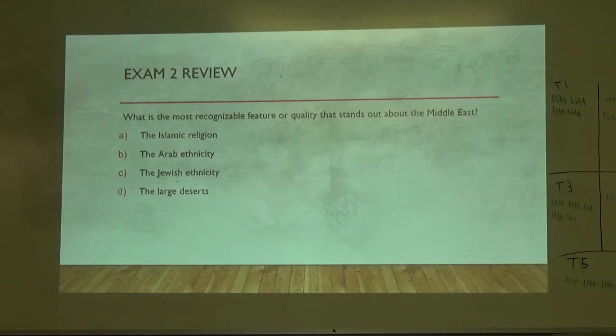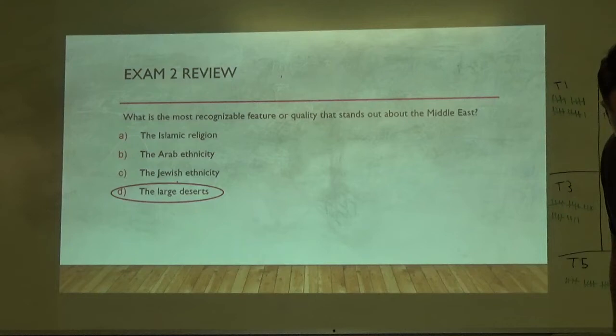Alright, what is the most recognizable feature or quality that stands out about the Middle East? Is it A, the Islamic region, B, the Arab ethnicity, C, the Jewish ethnicity, or D, the large deserts? Alright, answers in. 3, 2, 1. Everyone says D, except for Team 4. I appreciate that y'all are trying to get a different idea. It might pay off in the end.